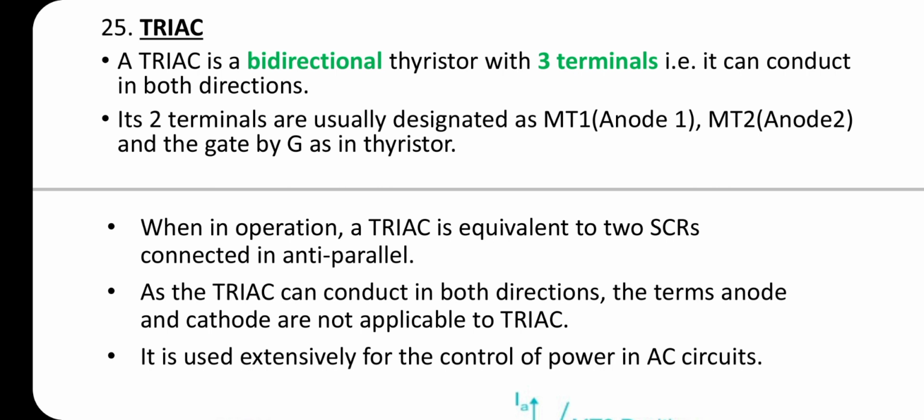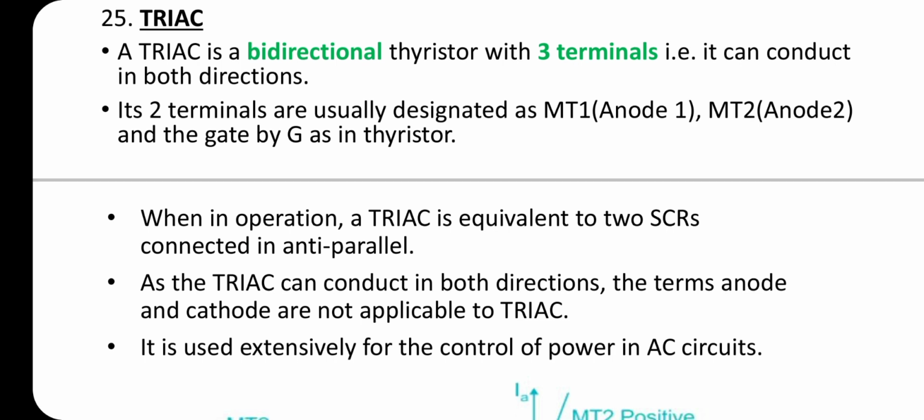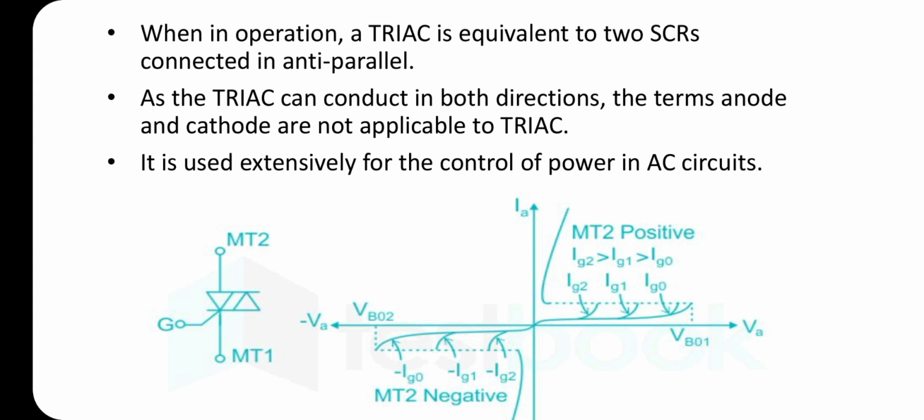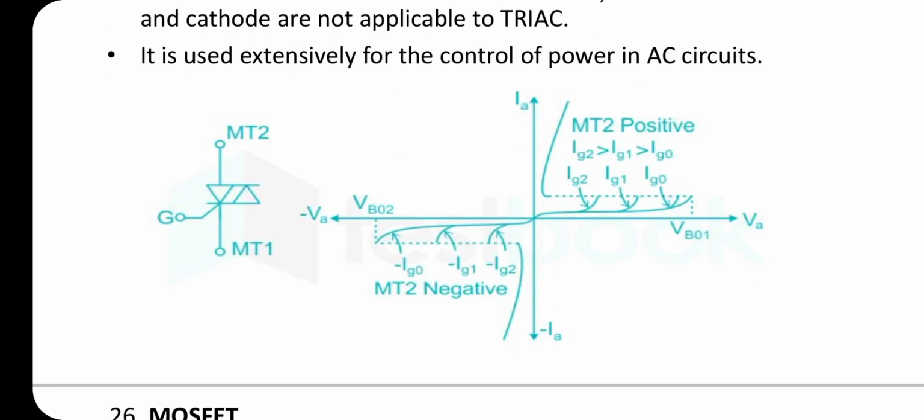Triac. A triac is a bidirectional thyristor with 3 terminals. That is, it can conduct in both directions. Its 2 terminals are usually designated as MT1 (anode 1), MT2 (anode 2) and the gate by G as in a thyristor. When in operation, a triac is equivalent to 2 SCRs connected in anti-parallel. As the triac can conduct in both directions, the terms anode and cathode are not applicable to a triac. It is used extensively for the control of power in AC circuits. The figure shows a symbol and the characteristics of a triac.